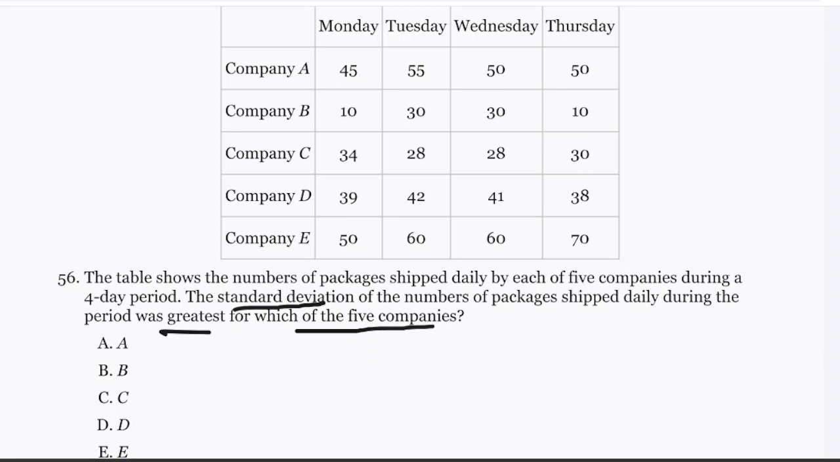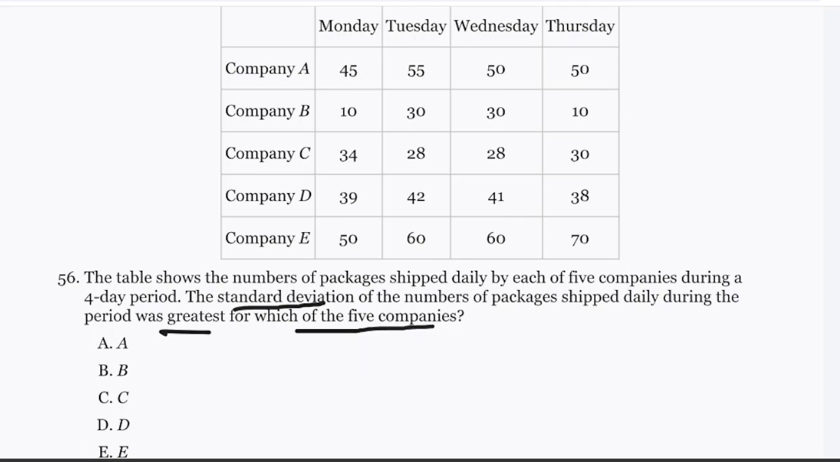First of all, what is standard deviation? If I take the difference of the actual number from the average, square it, and then take the square root, that is the standard deviation. That's what we discussed, right? You remember that. So in this case, first I have to find the mean for all these 5 companies, and then I have to find the deviation also.